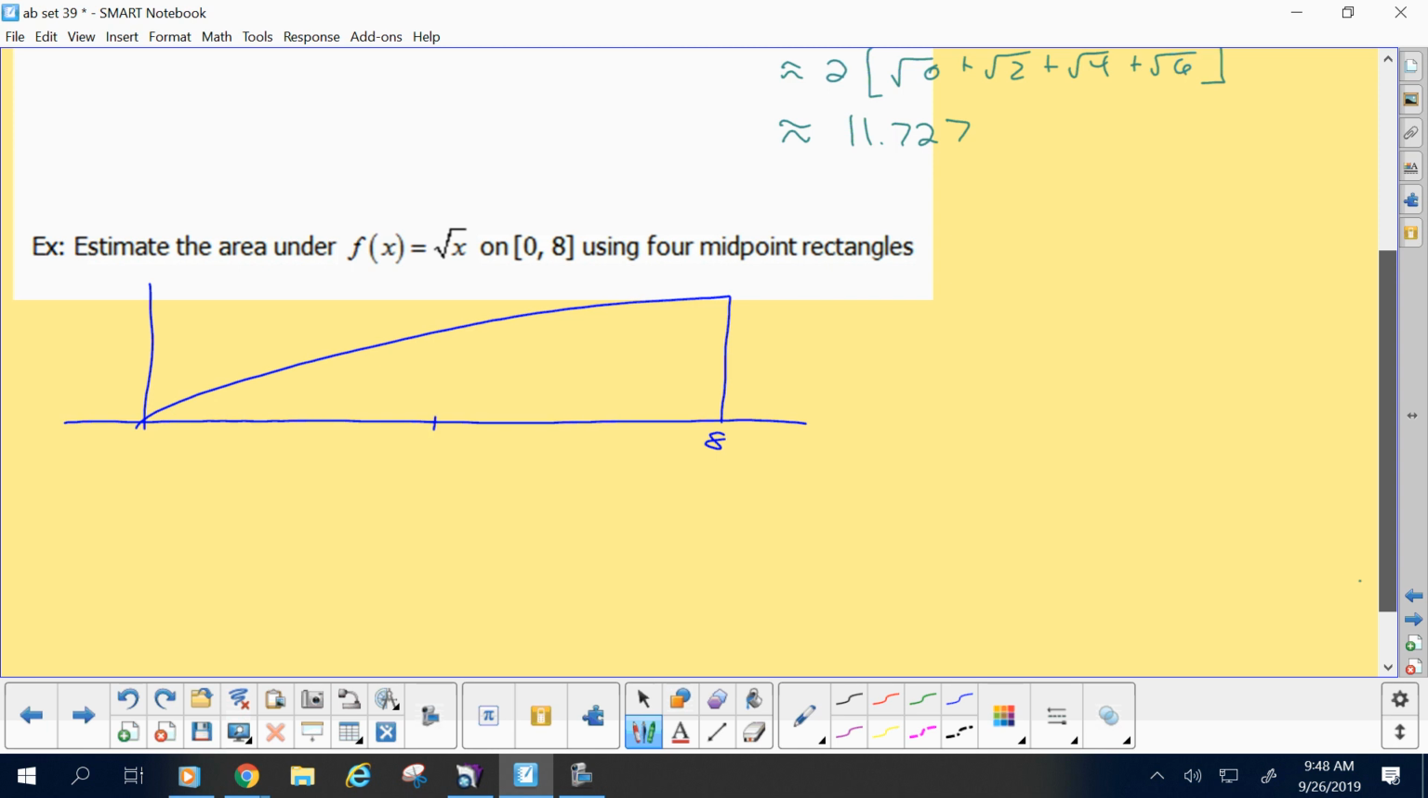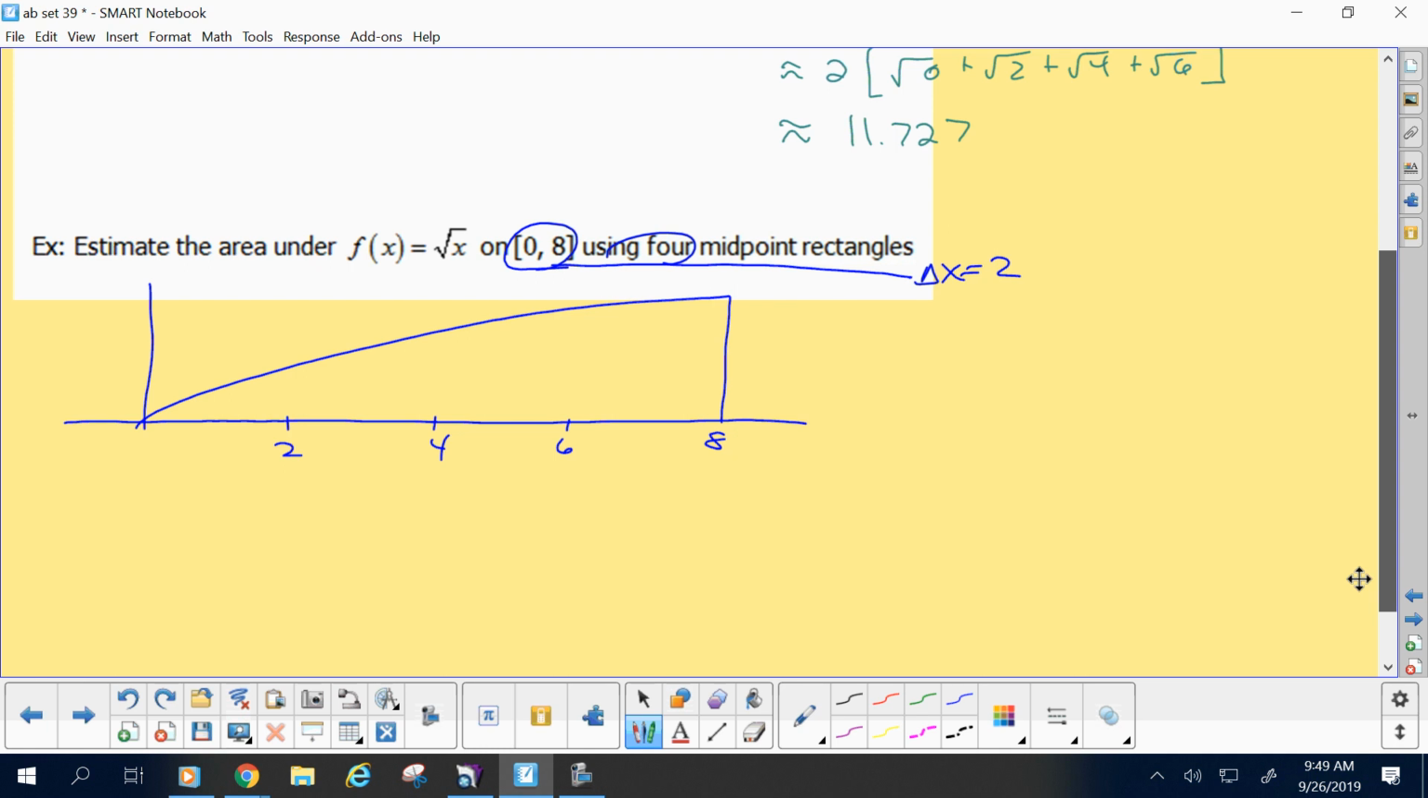0 to 8, half and quarter. Okay? Now, midpoint. Do you agree it's still 0 to 8 with 4 rectangles, and delta x is still 2, we're still going by 2s. You're not always going to go by 2s, we're just trying to be consistent so you can focus on the heights right now. The delta x will change.